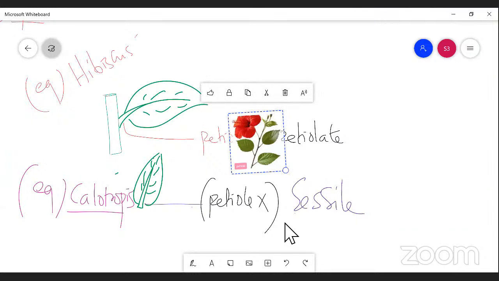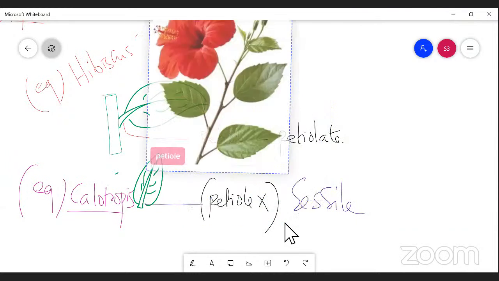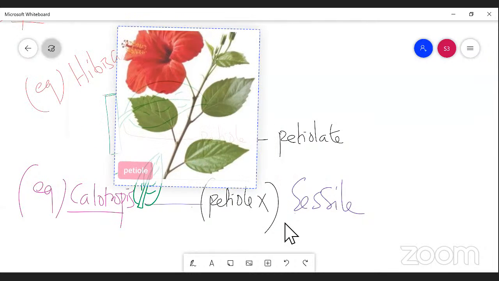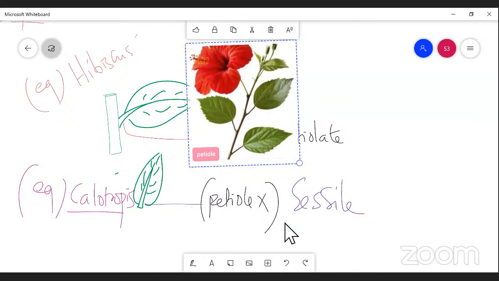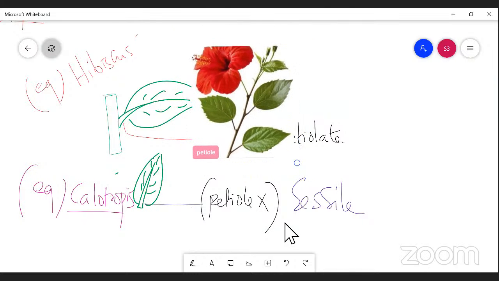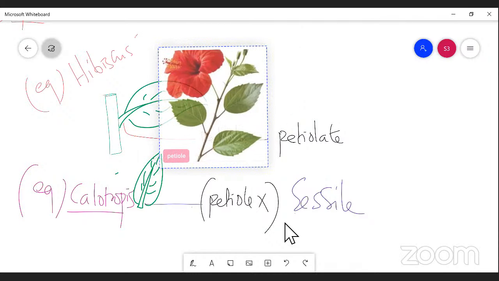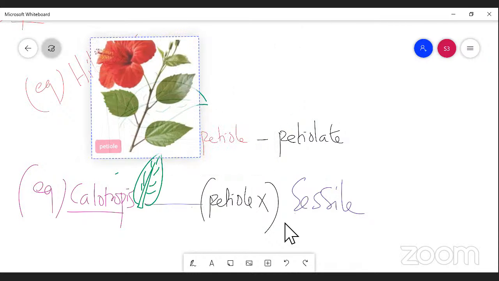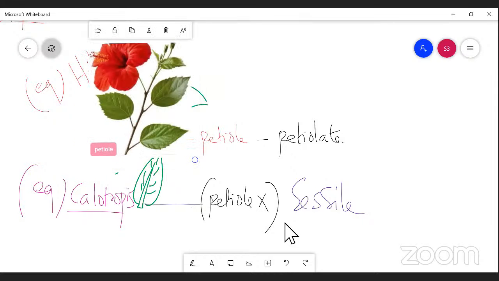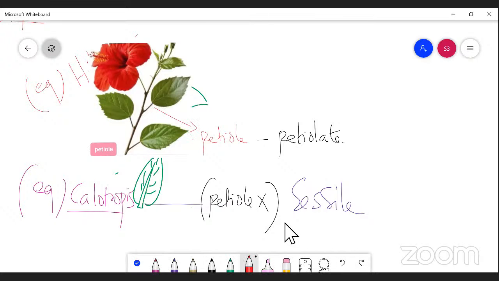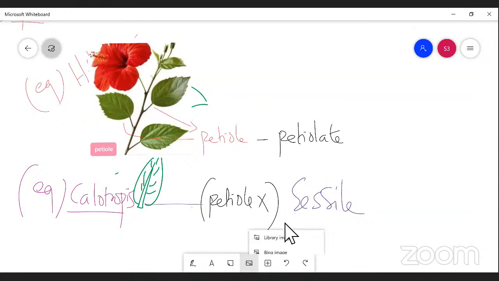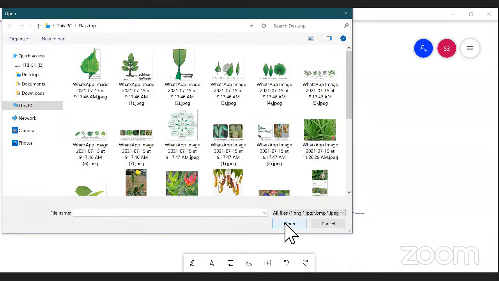So in the first case, you see there is a long petiole, right? My dear students, you can understand. This is an example for petiolate. Here you find the petiole is there. Now this is a petiole. Here you find the petiole, the stalk of the leaf is there, right? It is called petiolate. I discussed those sentences. Whereas in calotropis, or sessile form, the leaves have no petiole.